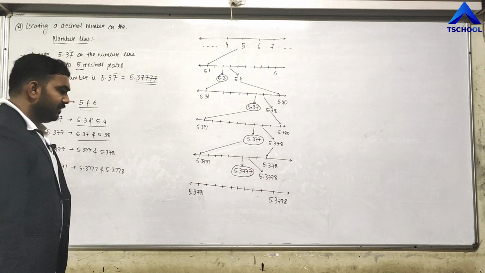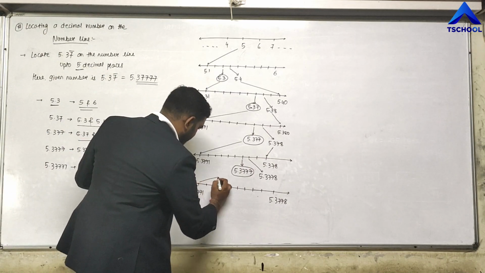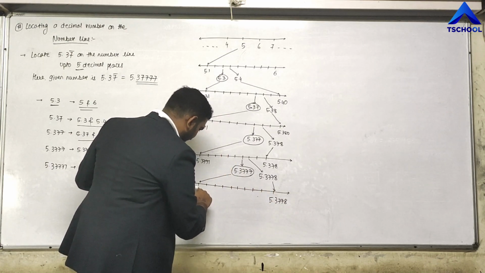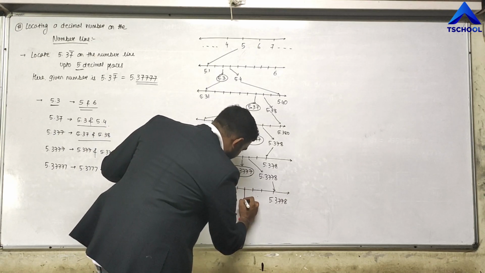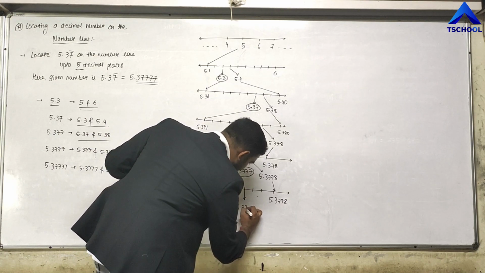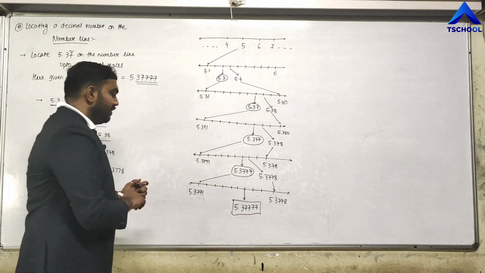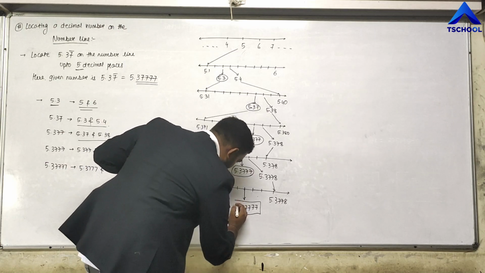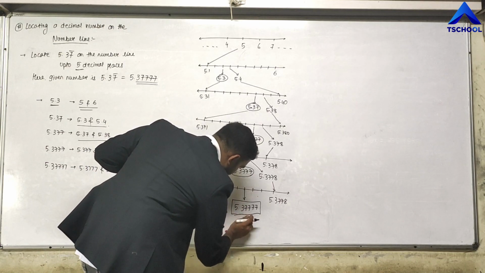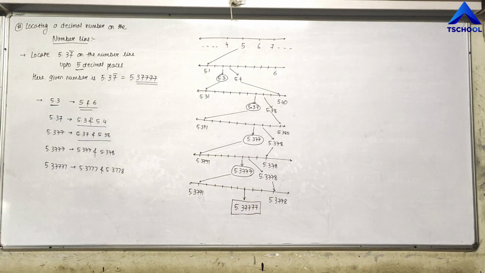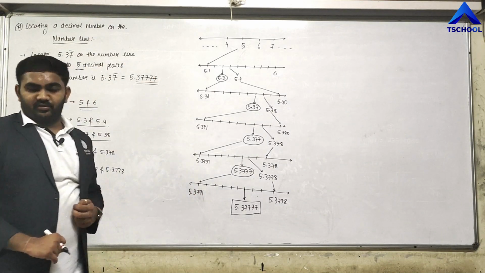Okay, now I shall require the decimal, that is 1 2 3 4 5 6 and 7. So that is 5.37777, which is our required decimal number, right? So the required decimal number lies in between 5.3771 and 5.3778. Is it clear, friends? So in this way you can show the decimal number on the number line.